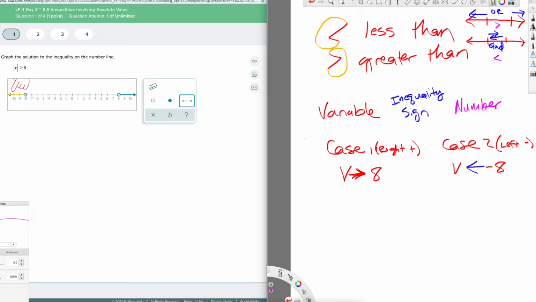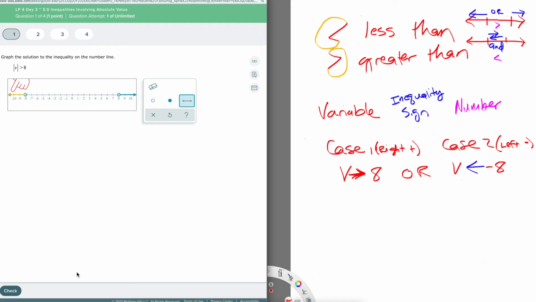I should have been paying attention to that when I started. I wasn't thinking about it because if I had these in the other way, where negative 8 was on this side and 8 was on that side, if I flipped the two equations, then it would have shown me that they were going away from each other, which is what they're supposed to be doing because these are or. So it's V is greater than 8, or V is less than negative 8. So it's either one. All right, so let's go ahead and check.